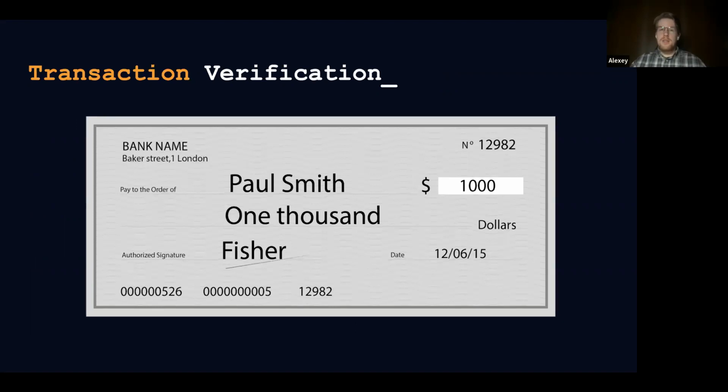Here is the example that I have mentioned with the paper check, and it's titled transaction verification, because imagine you are a bank employee who gets handed a check from some person, and you need to see that this check is not fake. So you look at the bank name, you look at the number, you look at the sum. Maybe the person is trying to transfer $1 trillion from their account, but they don't have this money.